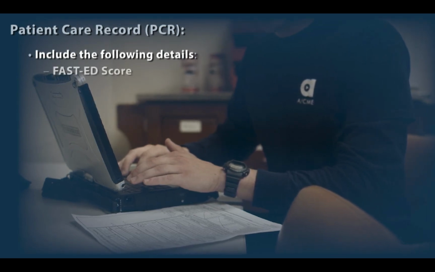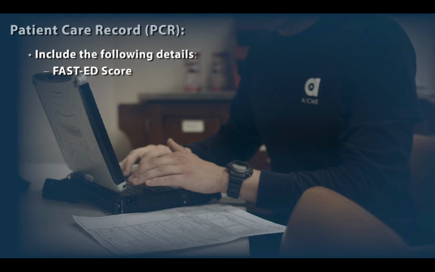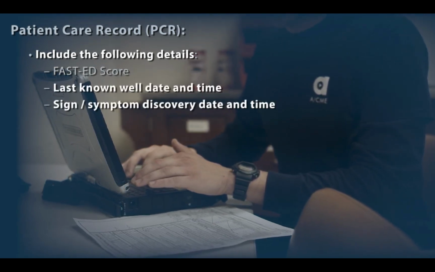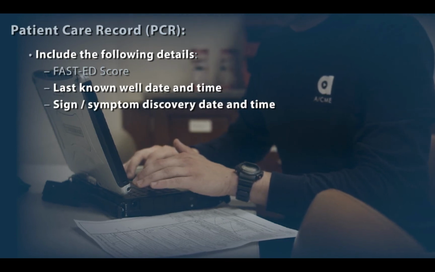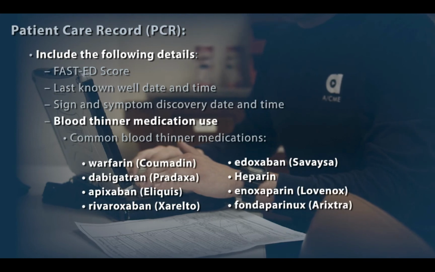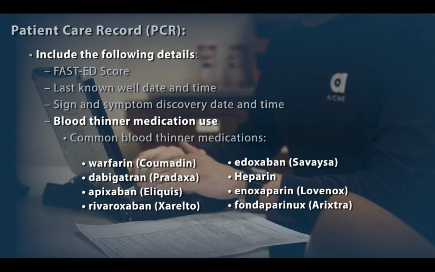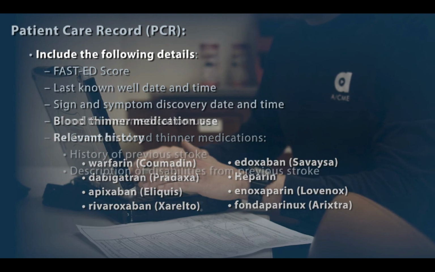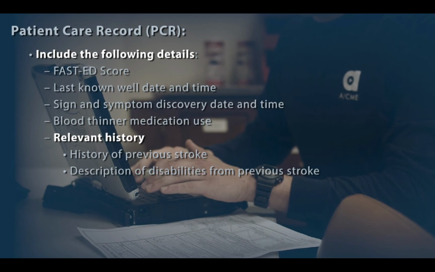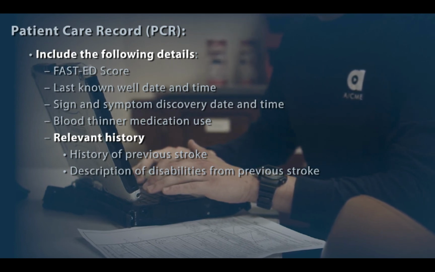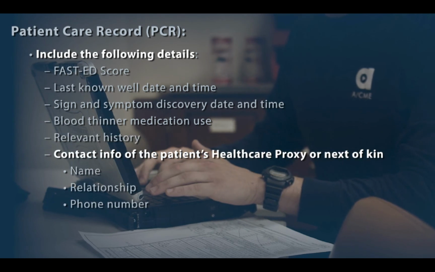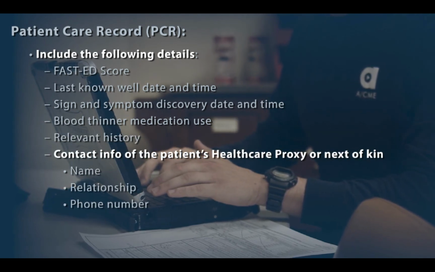Again, in addition to the standard information documented in every PCR, the following information is critical to include for stroke patients: the FAST-ED score and concise details related to the patient's stroke deficits, the patient's last known well date and time, as well as the date and time of stroke sign and symptom discovery, blood thinner medication use, and the drug's name, as well as the date and time of the patient's last dose when applicable, relevant patient history, including if the patient has a previous history of stroke, as well as a description of any disabilities the patient may have from a previous stroke. And finally, the patient's healthcare proxy, or next of kin information.